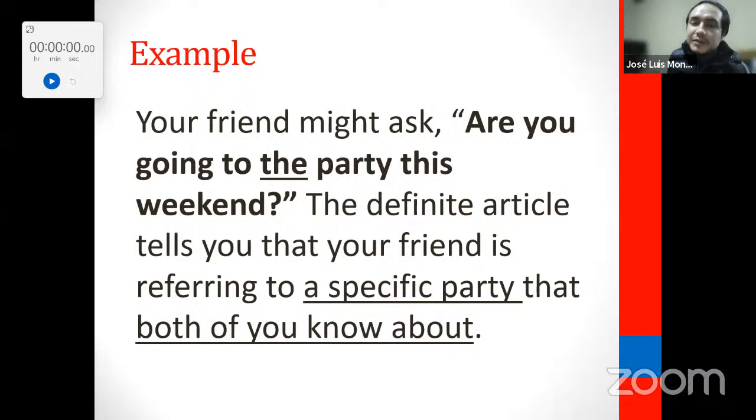Here we have an example that is very simple, but again, we're going to try to use this in writing. Let's read this example, please, Karen. Your friend might ask, are you going to the party this weekend? The definite article tells you that your friend is referring to a specific party that both of you know about. Great, right? So if I say the party, it means it's one specific party. But how can you explain this? If I ask you this, Karen, are you going to a party this weekend? What is the difference between that one and this example? Are you going to a party this weekend? What is the meaning of my question in that case?